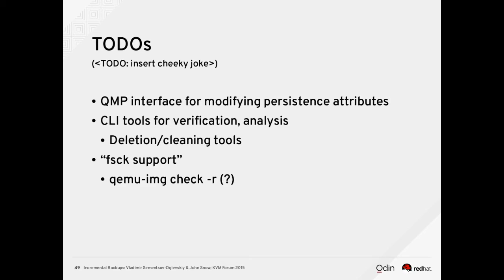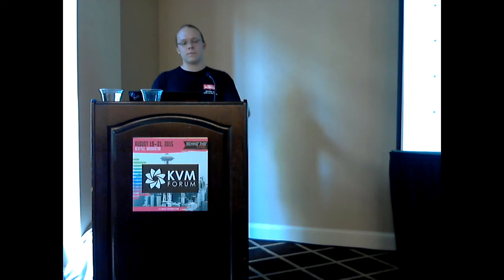So, to-dos. We still need to decide on a QMP interface for modifying the persistence attributes, because we haven't quite yet decided how we're going to store the persistence. We will need to be able to choose which bitmap gets stored where, or change it, turn on persistence for a bitmap, turn it off. We still need to create a couple of CLI tools for verification, analysis, and managing the bitmaps inside so we don't get junk data that we carry around forever. We still need to add support for checking the validity and repairing it, maybe in qemu-img check, I don't know.